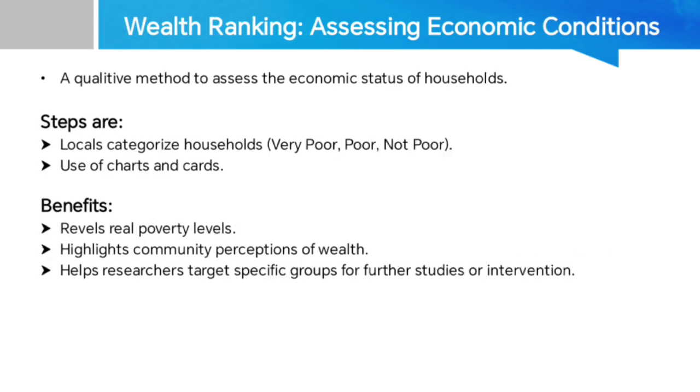Wealth ranking is another participatory tool, which means understanding economic differences. Here, local people categorize households based on their economic conditions, such as poor, very poor, and not poor. This method helps researchers see the real financial condition of different groups and target interventions. While it highlights community perceptions of wealth, it also reveals real poverty levels. Researchers target specific groups for further studies or intervention in this process.